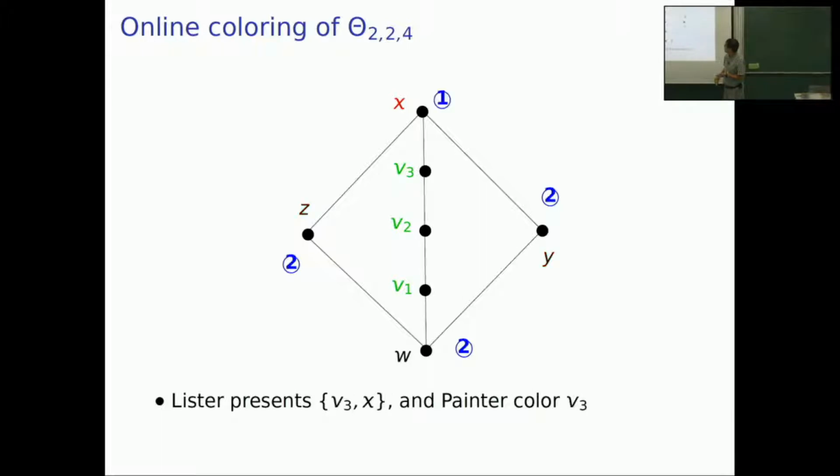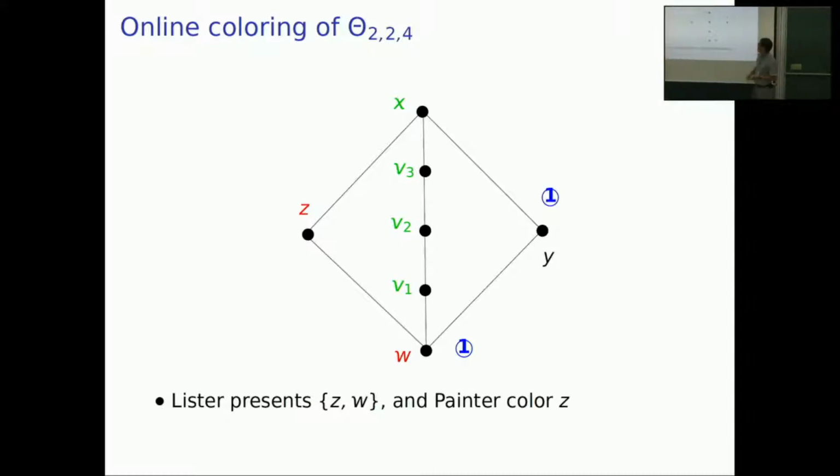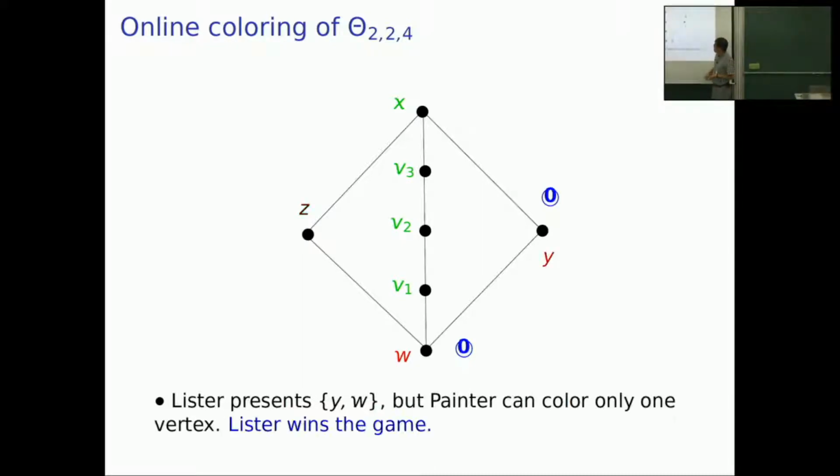So now the lister presents these 3 vertices like this. Then again, previously vertex X had only 1 token. Then the painter must color. Then the remaining tokens are like this: 1, 1, 2. So now the lister presents these 2, and then the lister presents these 2. Then the painter must color G. Then finally, the lister presents both of them. But no more tokens are left. There is 1 color, and the painter cannot color, right? So the painter loses.